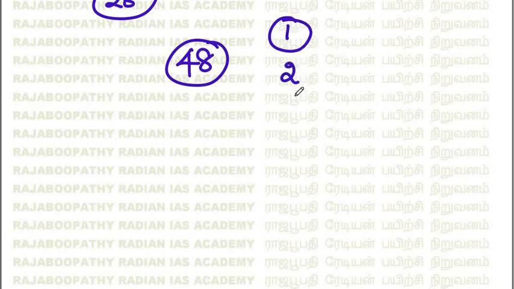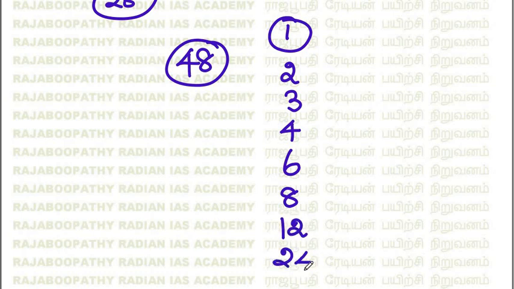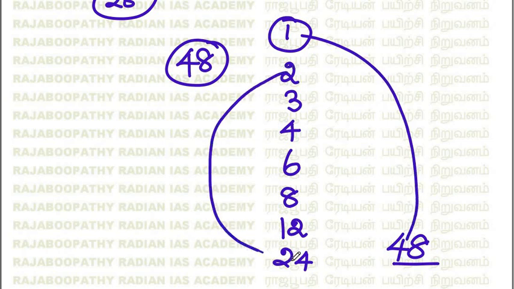2, 3, 4, 6, 8, then 12, 24, then 48. Which number did I miss? I can easily calculate. See, divisors occur in pairs. 2 into 24. The pair of 3 is missing. So what is the pair of 3?